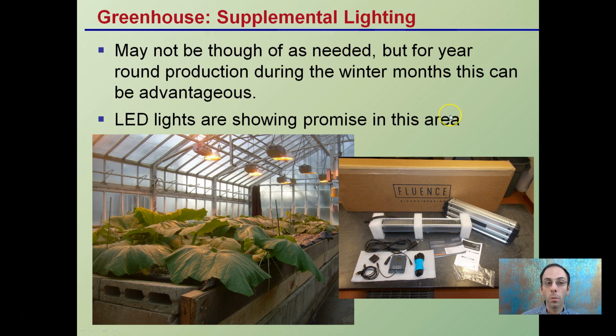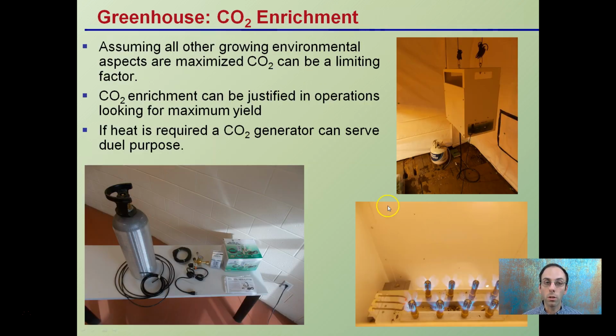Supplemental lighting may not be thought of as needed, but for year-round production, especially during winter months, this can be advantageous. LED lights are showing promise in this area. They're very efficiently mounted. They're not consuming a lot of power. They're passively cooled. High-pressure sodiums have also been implemented in the past. They're not quite as efficient as a true full-spectrum LED, but are another option to consider for greenhouse production.